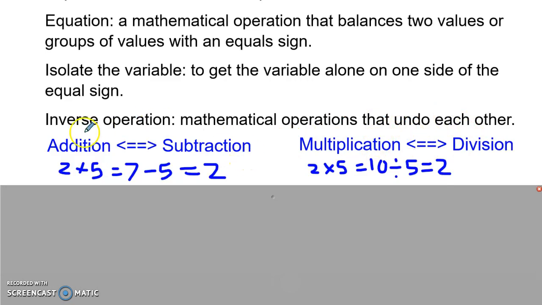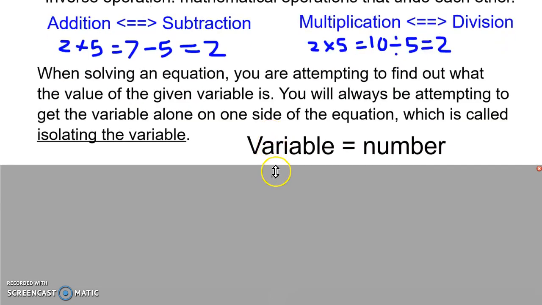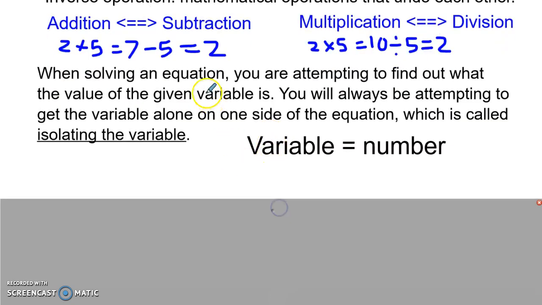Same thing. We're going to use this property of inverse operations in order to solve equations and isolate the variable in our equations. Every time you have an equation, you're attempting to find out what the value of the variable is. You're always going to try and get that alone on one side. You're always going to try and isolate that variable.